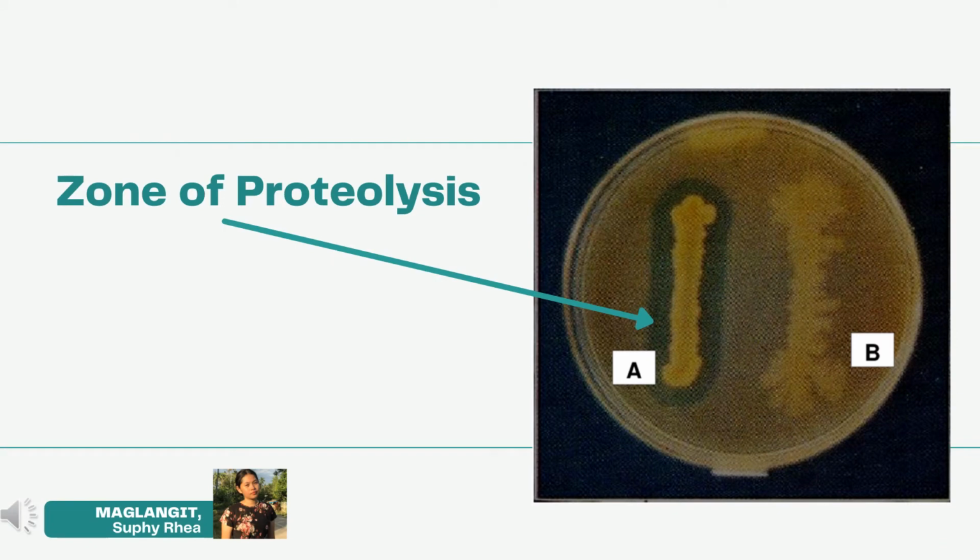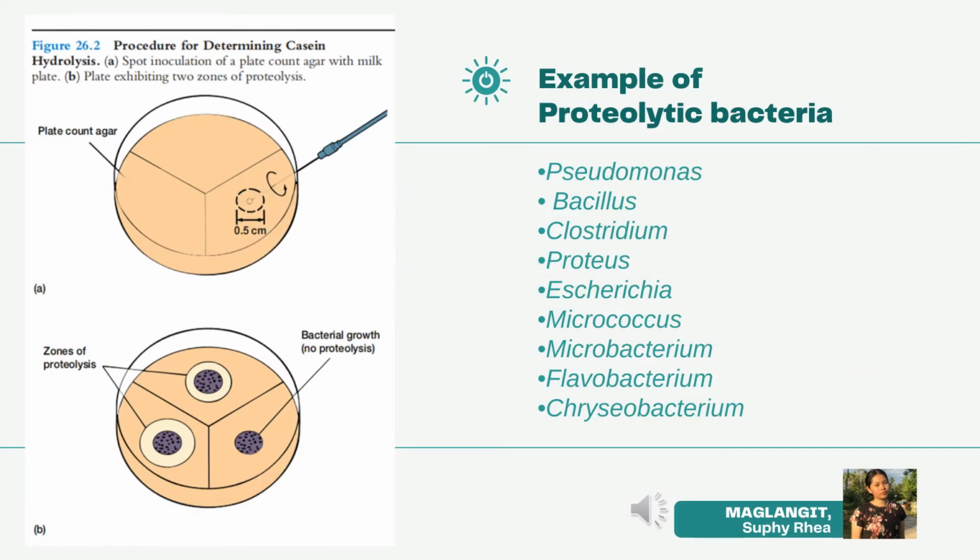When milk is mixed with the plate count agar, the casein in the milk makes the agar cloudy, as you can see on your screen. Following inoculation of the plate count agar, bacteria that liberate proteases, such as caseinase, will produce a zone of proteolysis. You can see it on the screen, the zone of proteolysis, a clear area surrounding the colony.